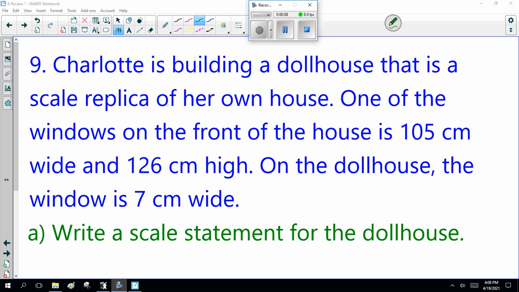Charlotte is building a dollhouse that's a scale replica of her own house. One of the windows in the front of the house is 105 centimeters wide and 126 centimeters high. On the dollhouse, the window is 7 centimeters wide. Question A, write a scale statement for the dollhouse.